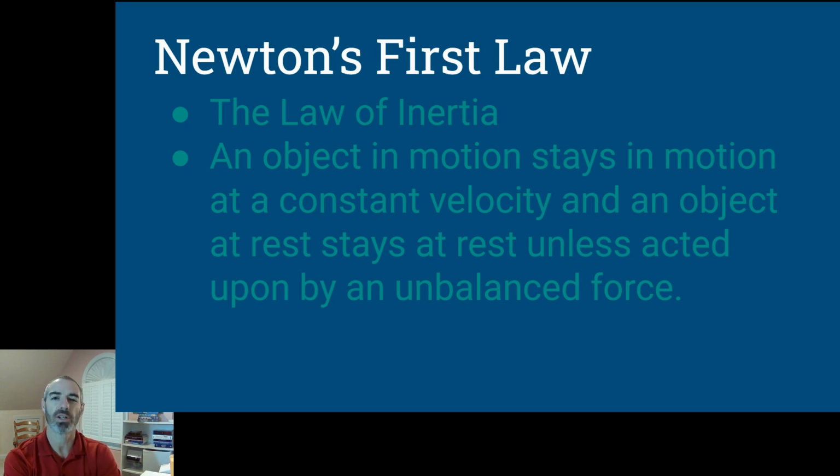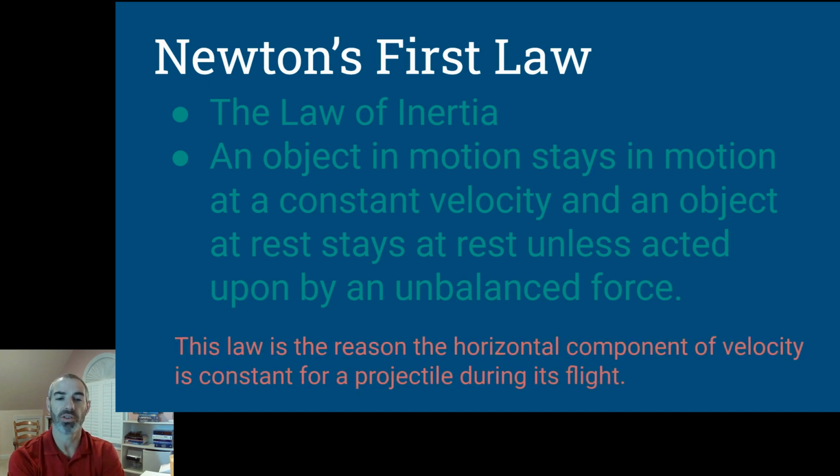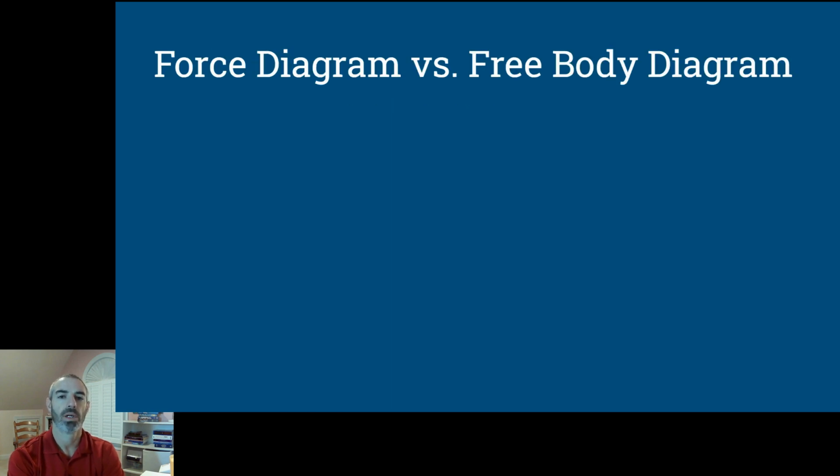When we have an unbalanced force, like the rubber mallet hitting the bowling ball, it causes a change in speed or direction, which is a velocity change. This is the reason the horizontal component of velocity is constant for a projectile during its flight, because there are no unbalanced forces in the x direction on a horizontal projectile.